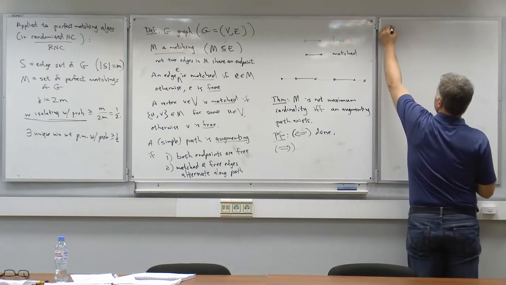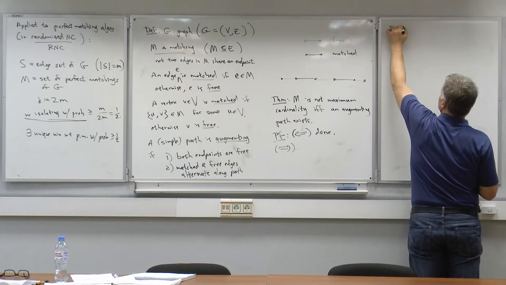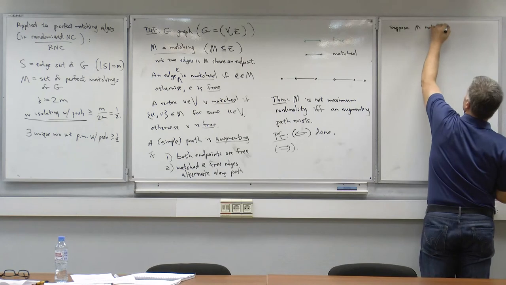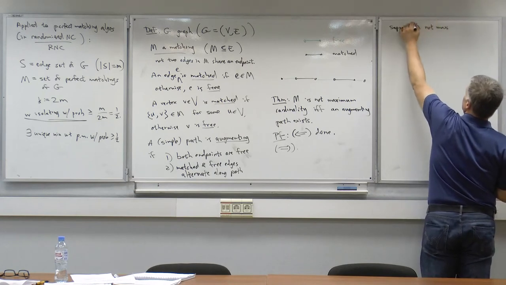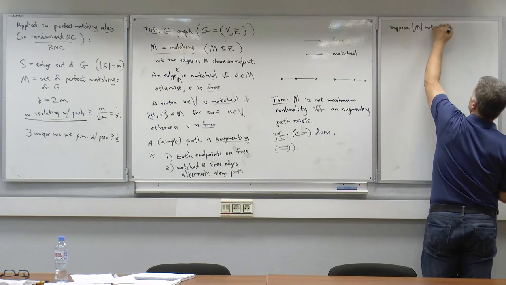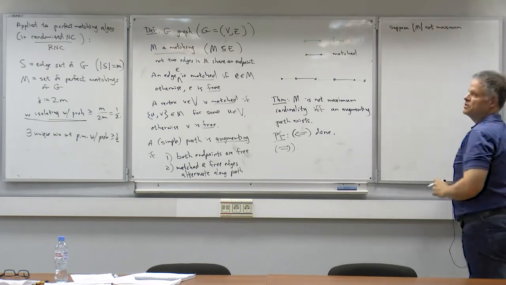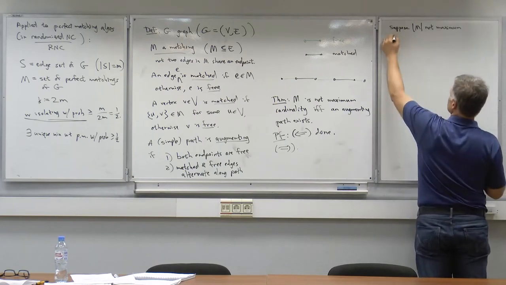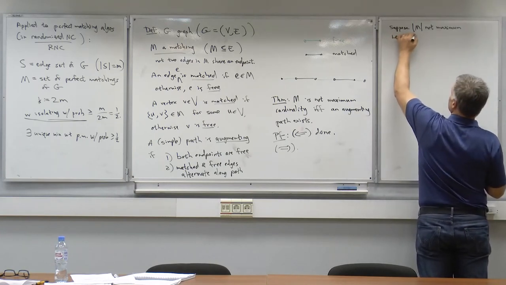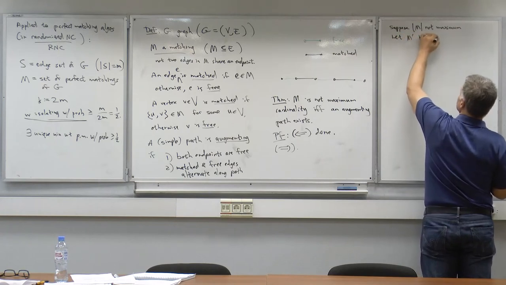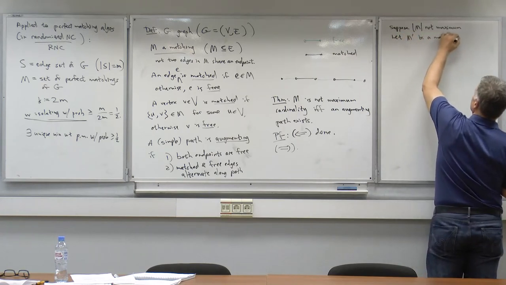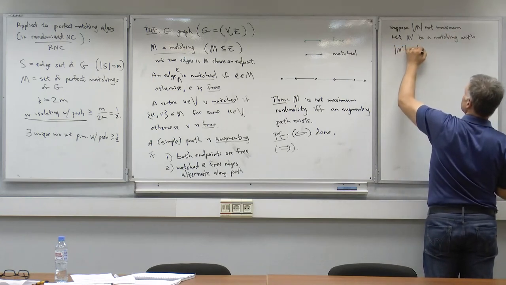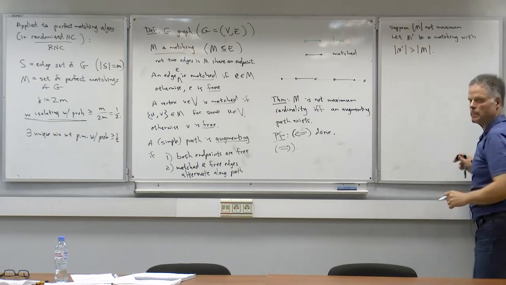So suppose M is not maximum. So there's a bigger matching. Let M prime be a matching with the size of M prime strictly bigger than the size of M. Okay.